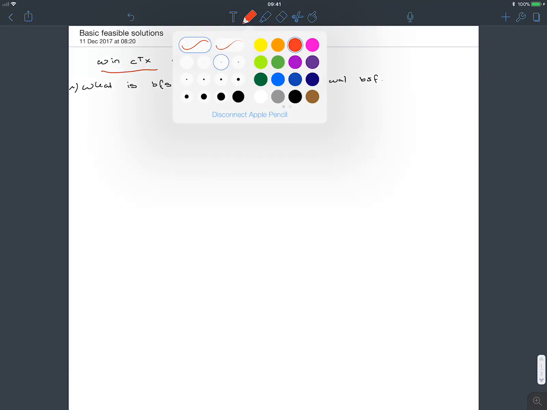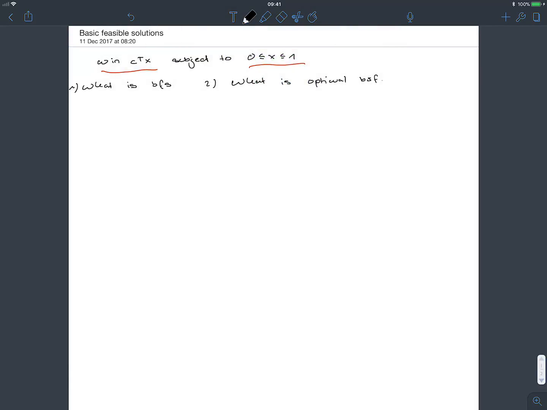Now, a basic feasible solution is a solution for which n linearly independent constraints are satisfied with an equal sign. So first, what do I mean by linearly independent? Or better, let's rewrite these constraints differently.